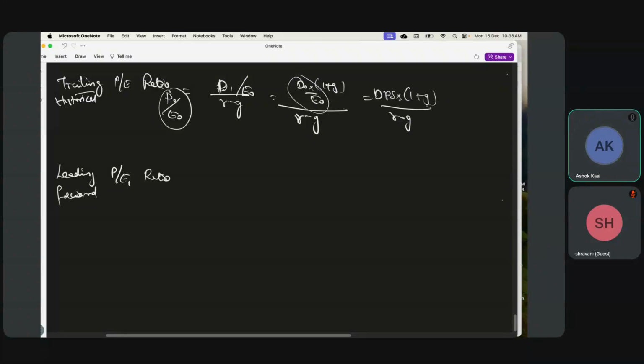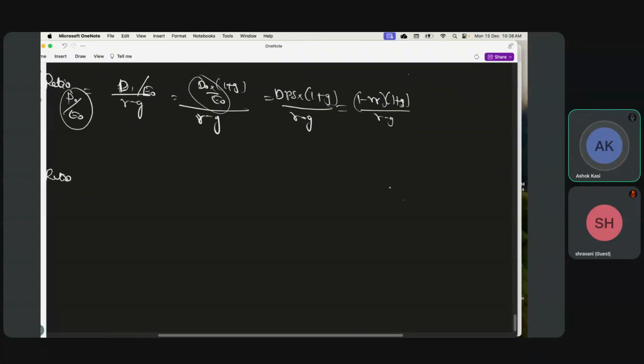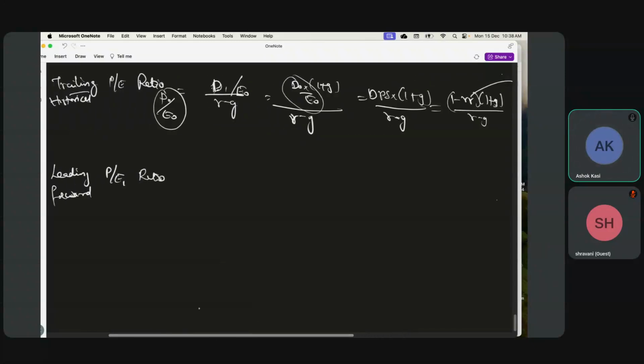Now further, dividend per share is 1 minus retention ratio, into 1 plus G, by R minus G. This retention ratio is denoted as B. So it is 1 minus B into 1 plus G divided by R minus G. This is the formula.